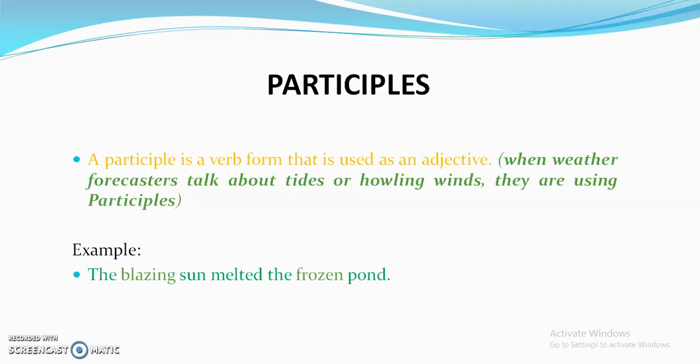Then comes participles. A participle is a verb form that is used as an adjective. Most of the time, when weather forecasters talk about tides or howling winds, they are using participles. For example, the blazing sun melted the frozen pond. Here, the participles blazing and frozen are used as adjectives.